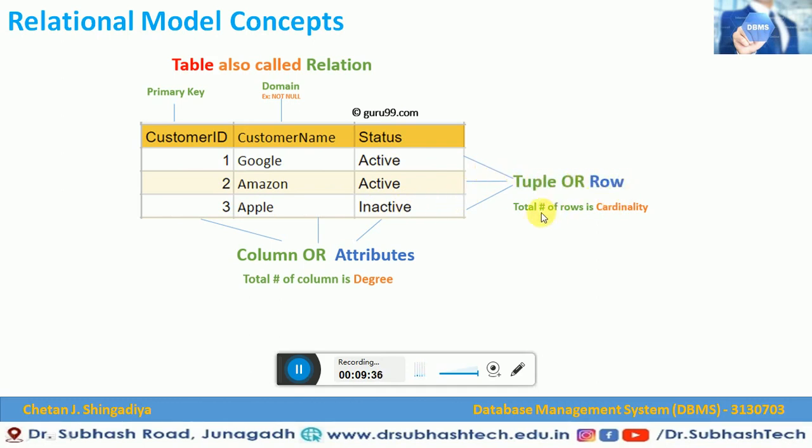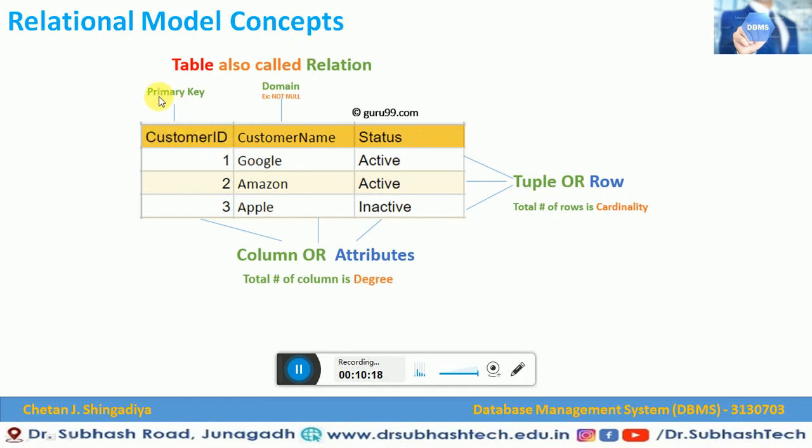And what does it represent? The total number of rows is called cardinality, which we already understood in our theory part. So the total number of rows in a relation or in a table is called cardinality. Then we have to understand the degree. What is degree? We defined it as the total number of columns. This is column number 1, customer ID, column number 2, customer name, and column number 3, status. So there are three columns, which are nothing but attributes, and the total number of columns is known as the degree.